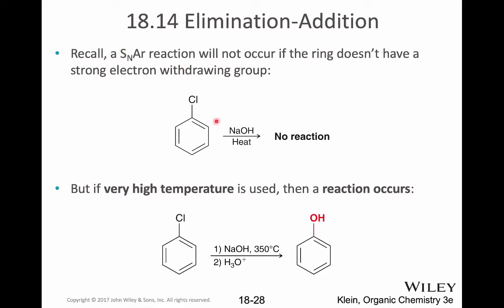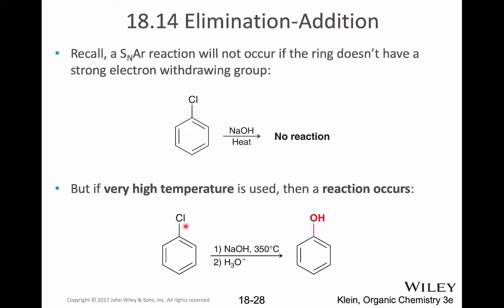And we went over the fact that in order for this to happen, you need a strong electron withdrawing group and a leaving group ortho or para to it. So we see that there's no reaction when I try to do a nucleophilic aromatic substitution on this. And when I take the molecule and I heat it, it looks like you're doing a nucleophilic aromatic substitution. But are you really doing a nucleophilic aromatic substitution?